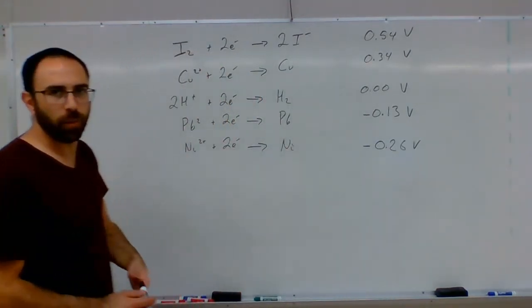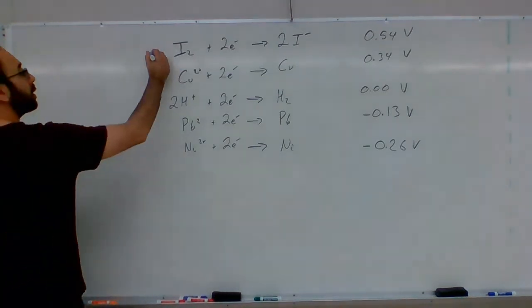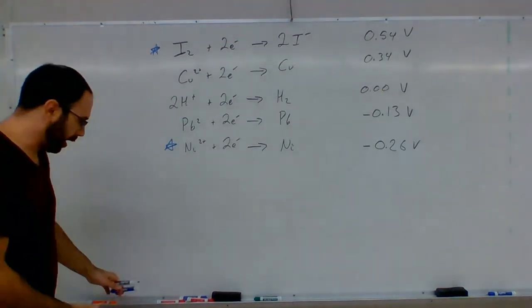So if we're looking at combining our iodine and our nickel in a battery, well then we can look at our E0 cell.